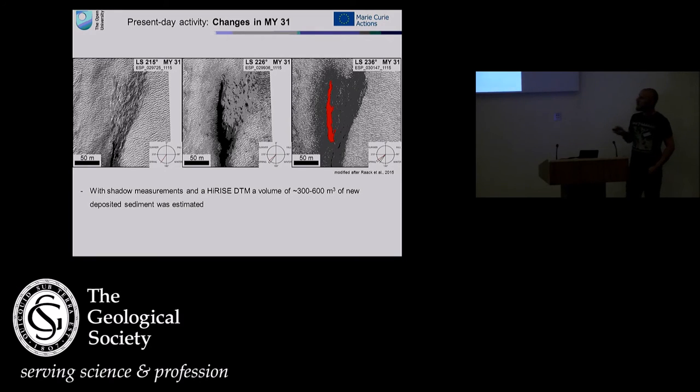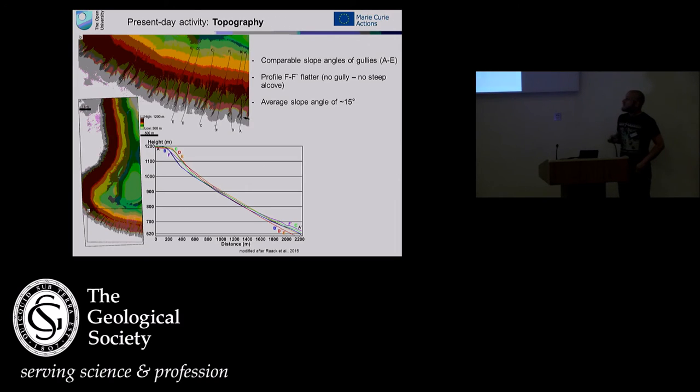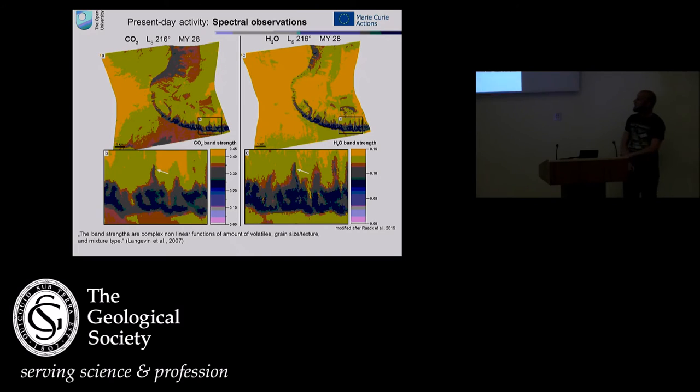We want to figure out what caused these flows and what kind of flows we have there. First we looked at the topography and measured the slope angles, and it turns out that all the comparable slopes have very comparable slope angles. So there is no difference in the angle of this active gully and the other ones. So we looked into the spectral data. This here is an example of CRISM in Martian year 28, earlier, but at the same latitudes in the year, at the beginning of spring, or the beginning of mid-spring.